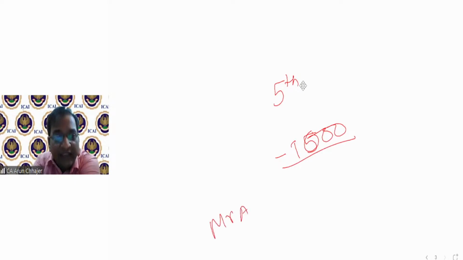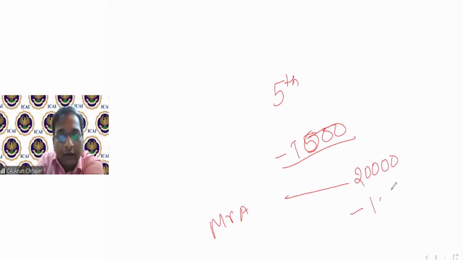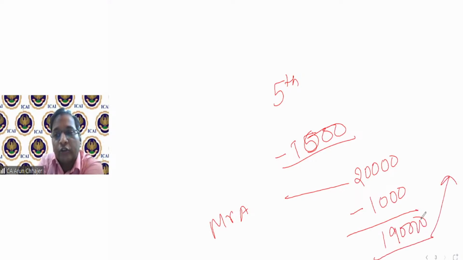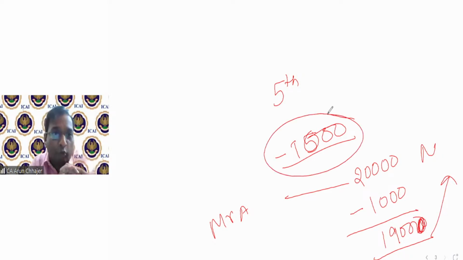Mr. A, when he pays the premium of 20,000 in the 5th year, there would be a deduction of rupees 1,000, and actually he has to pay 19,000 to the insurance company, National Insurance. This 1,000 would be called a no claim bonus.